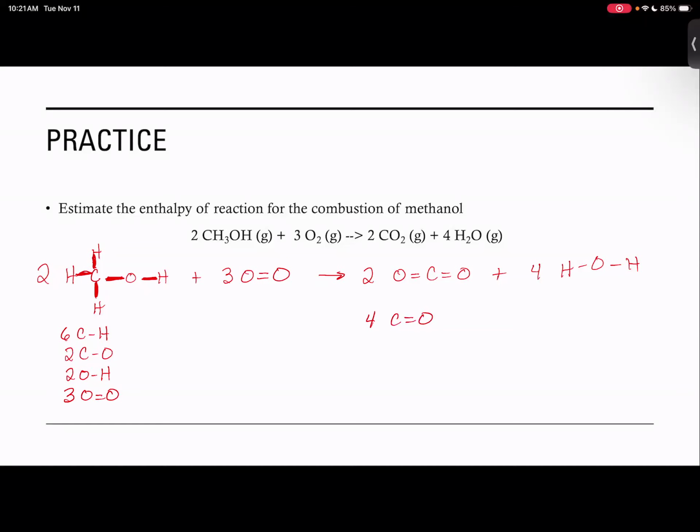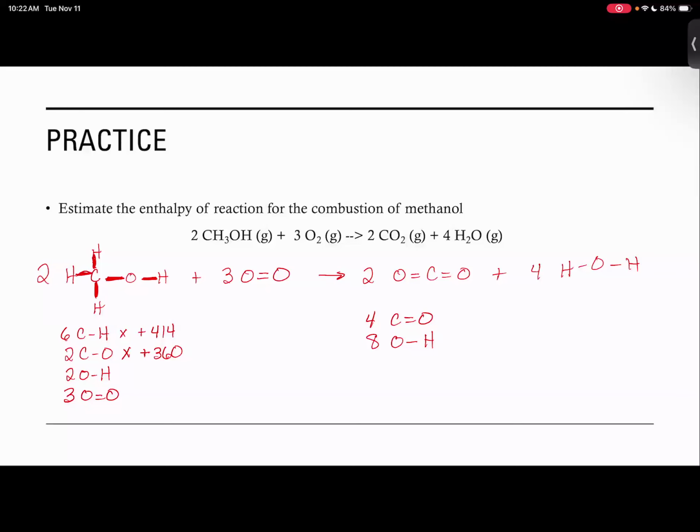And I have 4 water molecules. Each water molecule has 2 OHs, so that's a total of 8 OH bonds. What sign is the enthalpy going to have on the reactant side? Positive. So this would be times a positive CH, 414. The carbon single bond oxygen is a positive 360.